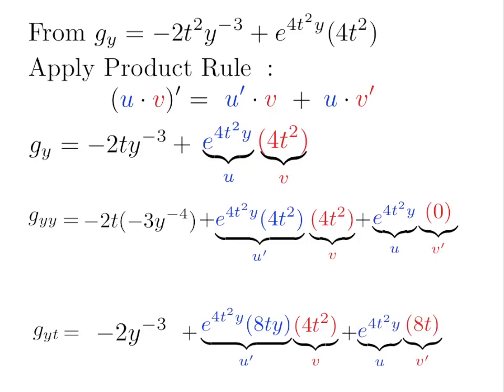There's a lot to take in for this example because you have to find first partials and then second partials. But hopefully with the color coding, it can help you understand how to find partial derivatives a little bit easier.